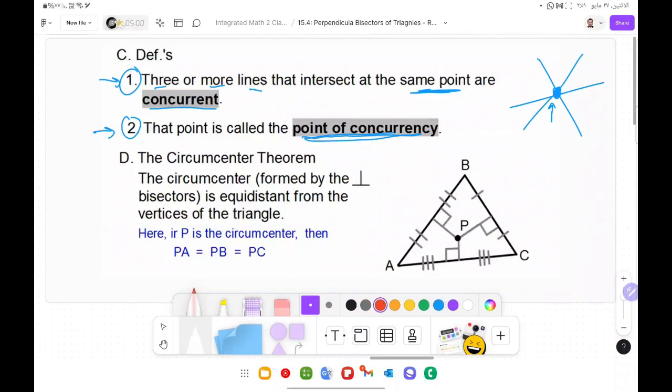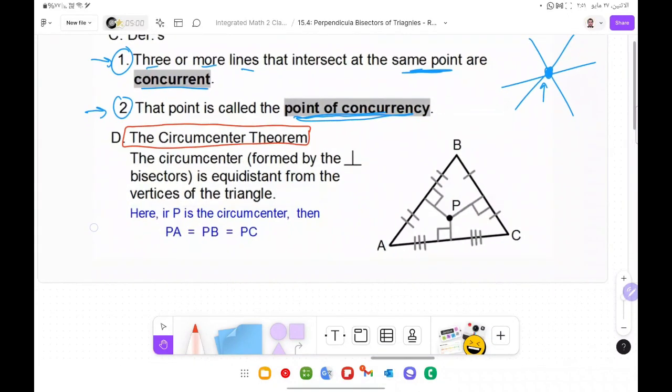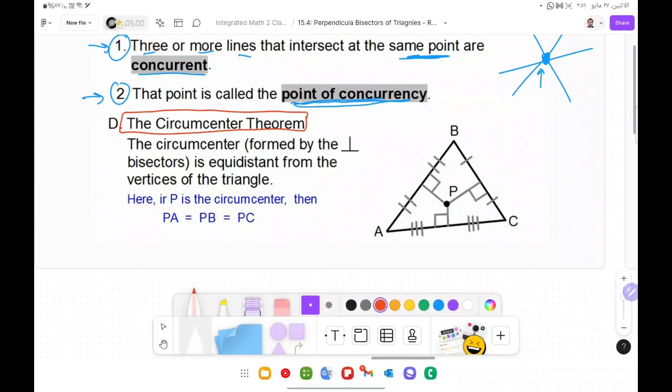Now the most important thing is the circumcenter theorem. So what is the circumcenter theorem? Look at this theorem. As you can see, the circumcenter theorem is formed by perpendicular bisectors, and it's equidistant from the vertices of a triangle.